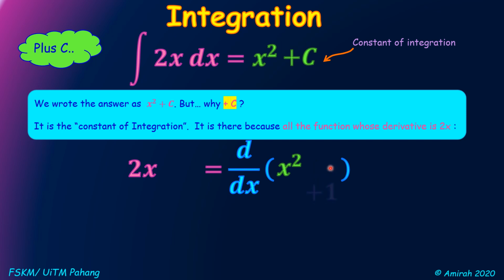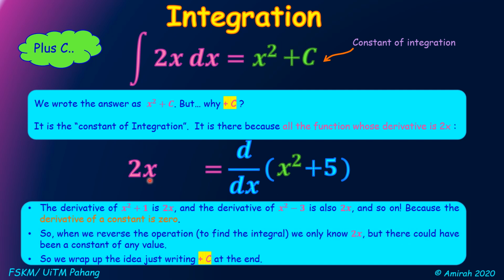Let's say if we differentiate x squared plus 1, it will give 2x. If we differentiate x squared minus 3, it also gives 2x. And if we differentiate x squared plus 5, it also gives 2x. So the derivative of x squared plus 1 is 2x, the derivative of x squared minus 3 is also 2x, and so on, because the derivative of a constant equals 0.